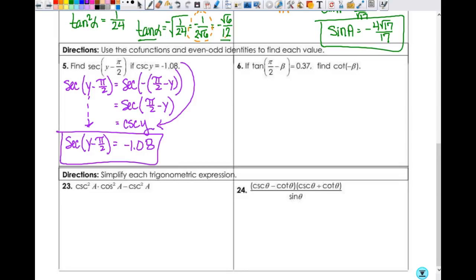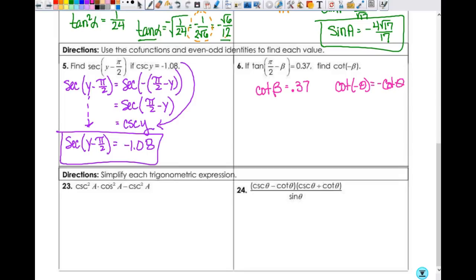So let's look at 6. Well, I have the tangent of pi halves minus beta equals 0.37. Well, this I do have on my green sheet. That is equal to cotangent of beta. So cotangent of beta equals 0.37. I want cotangent of negative beta. On the sheet it says cotangent of negative theta equals negative cotangent of theta.